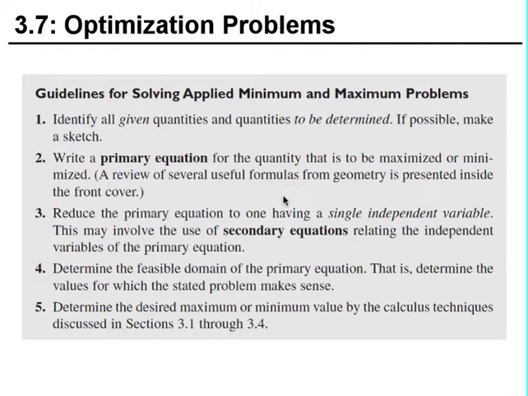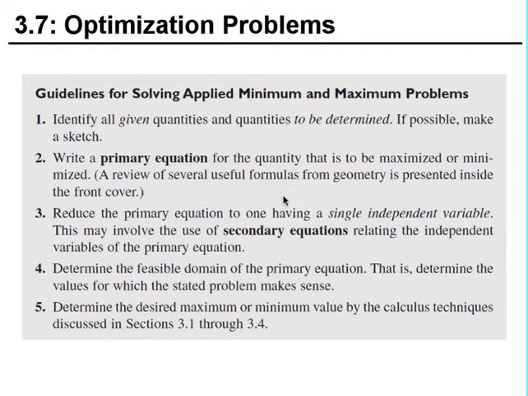So first of all, we need to identify all given quantities and quantities to be determined. That is the very first step. If possible, make a sketch. You might not need to. There will be a few that we use a sketch with just to help things make sense. It says to write a primary equation for the quantity that is to be maximized or minimized. A review of several useful formulas from geometry is presented inside the front cover. I've given you those, those 4 sheets of paper that I gave you. So you're going to probably have to rely on those for some formulas.